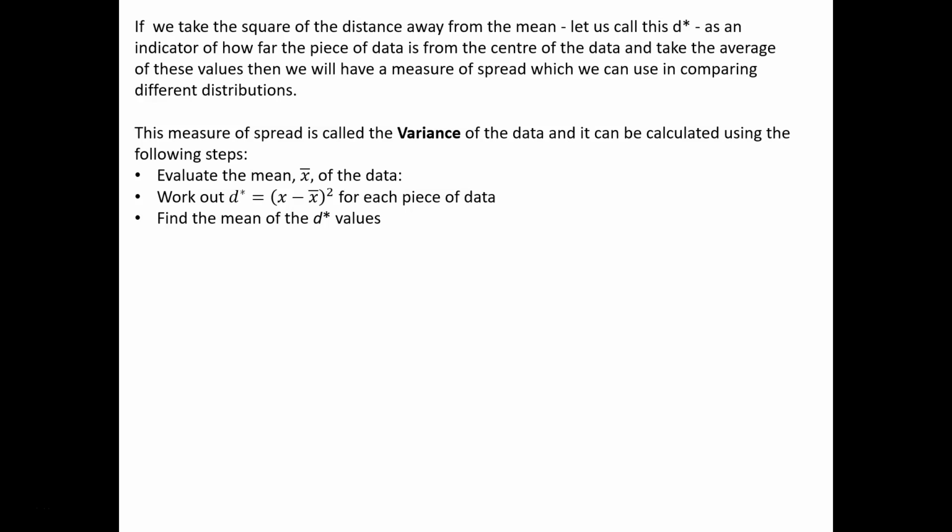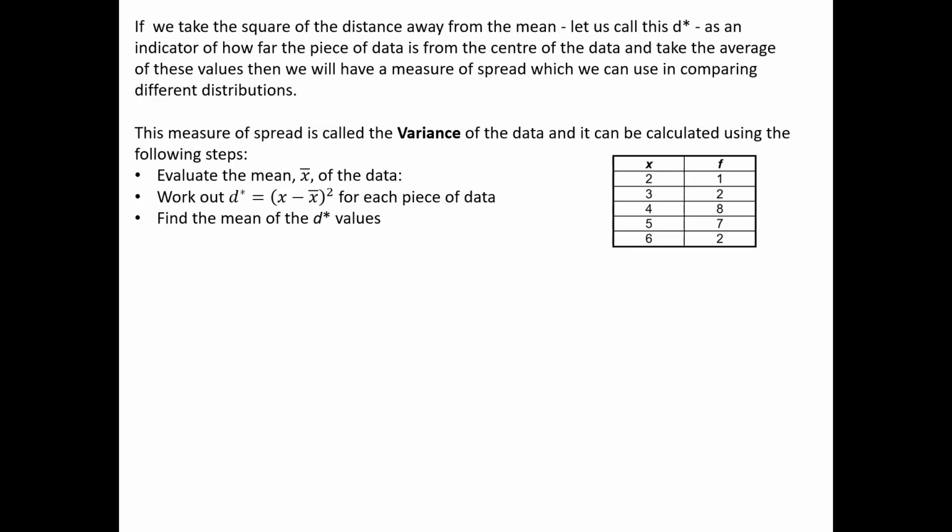The measure of spread is called the variance of the data, and it can be calculated using the following steps. First of all, evaluate the mean of the data. Then, for each piece of data, work out d star, which is the square of x minus the mean, and then find the mean of the d star values.